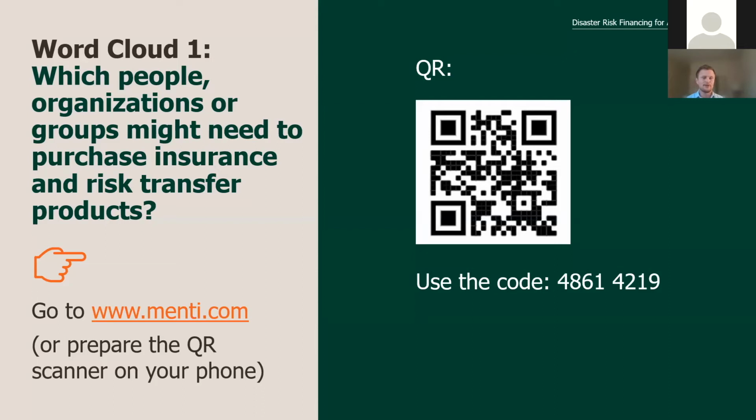But before I do that, maybe as a primer to set the scene for today, could you all get your phones out and scan the QR code on the screen, and give us an answer for which people, organizations, or groups might need to purchase insurance and risk transfer products. I.e., when we're talking about meso and macro insurance, who's buying those products? Who are we marketing them to? Who are we trying to help with them? I'll give you maybe a minute or so just to put in your answers there.